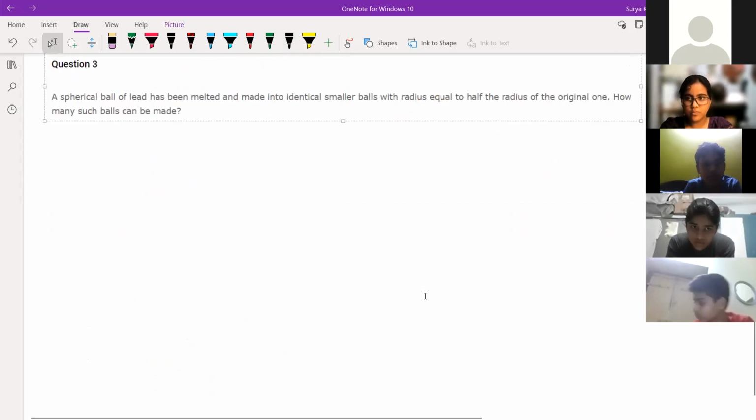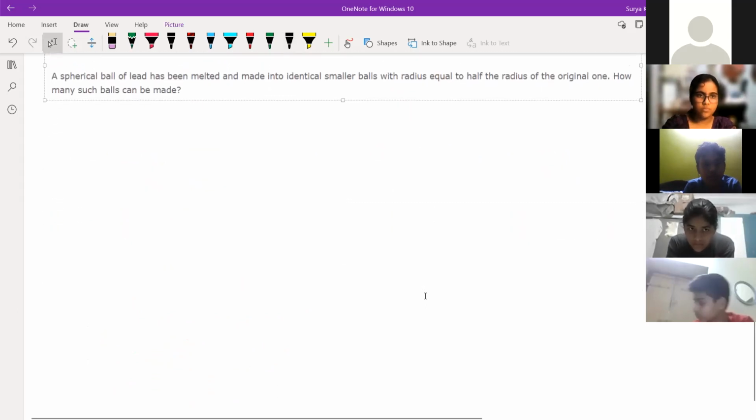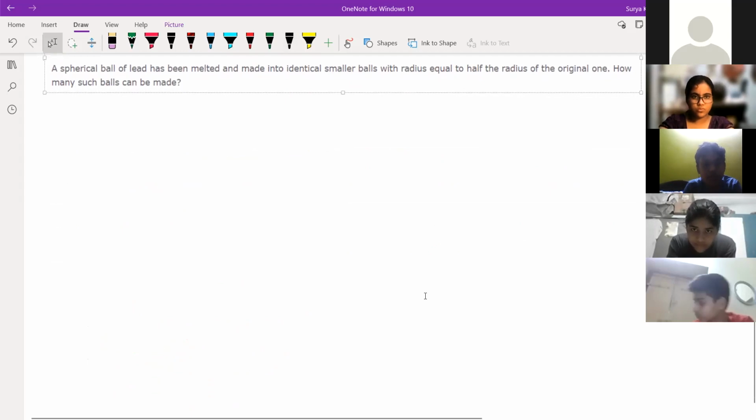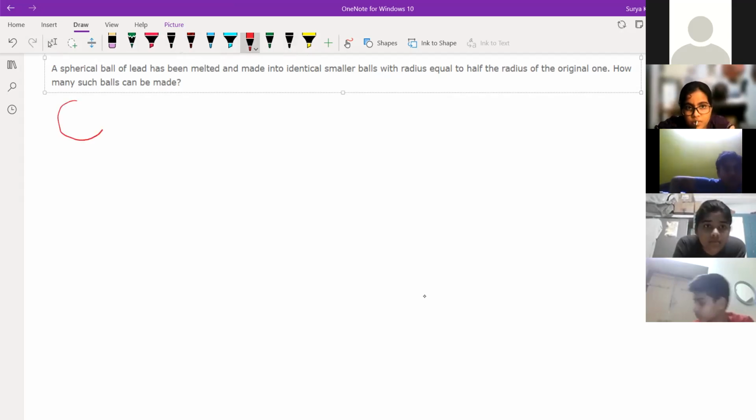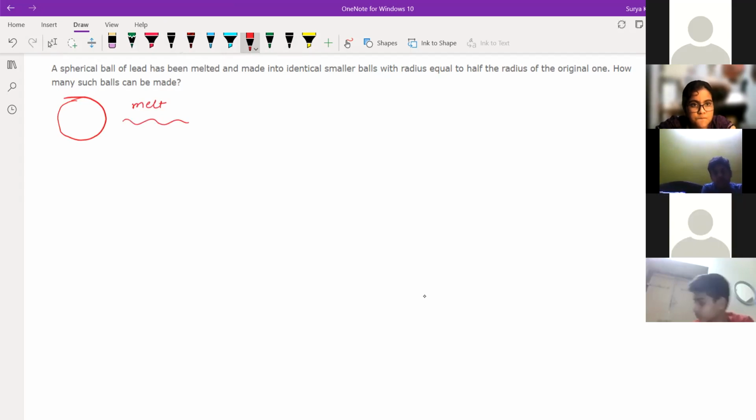A spherical ball of lead has been melted and made into identical smaller balls with radius equal to half the radius of the original one. Spherical ball of lead. See, I'm just writing here a spherical ball. This is the spherical ball of lead, and this is going to melt into identical balls. The answer is 8.